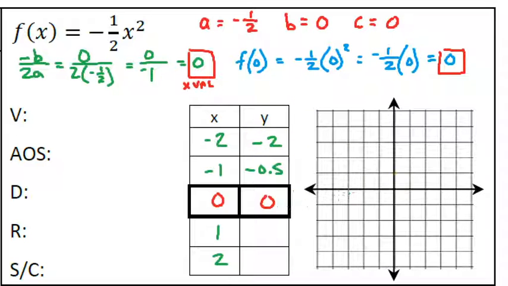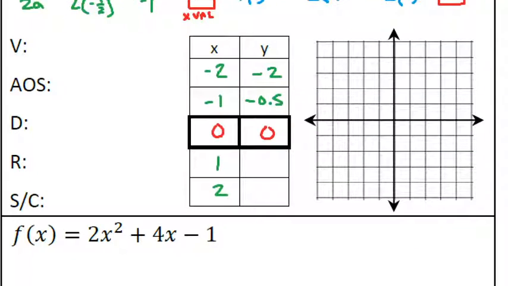You're going to find, class, go ahead and try to find the values for f of 1 and f of 2. If you check that, please do, you're going to end up with negative 0.5 again and negative 2 again.